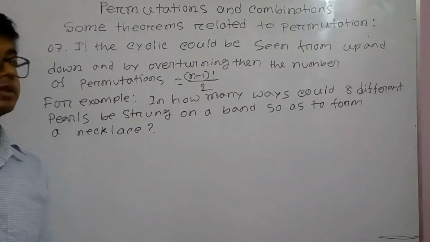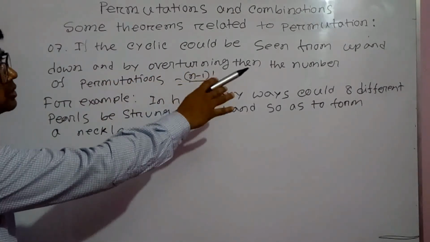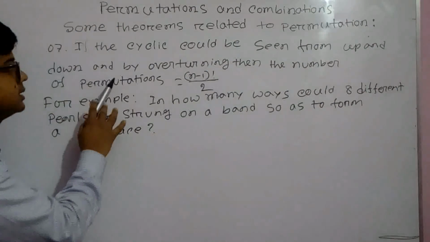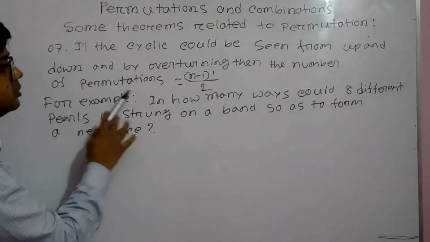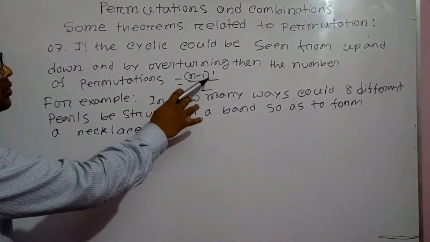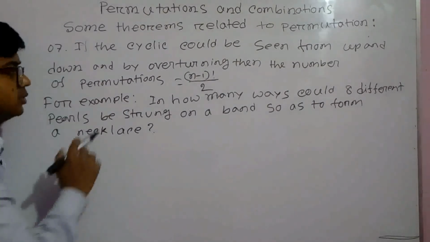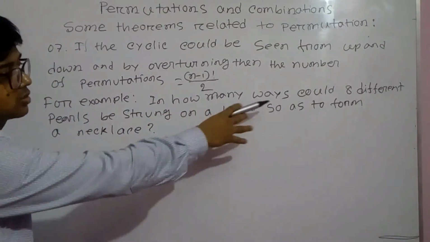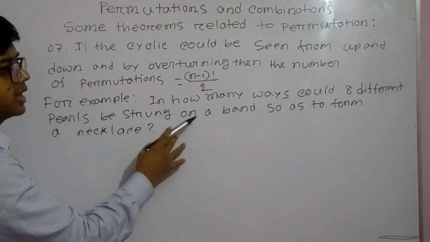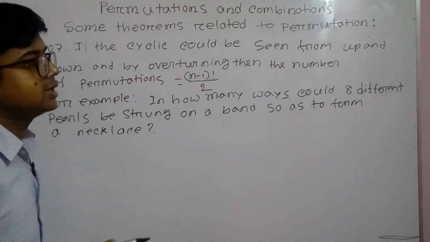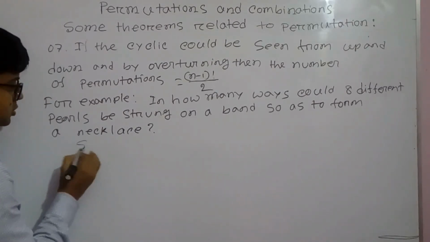Now formula number 7. If the cyclic arrangement could be seen from up and down, by overturning, then the number of permutations equals factorial n minus 1 divided by 2. For example, in how many ways could 8 different pearls be strung on a band so as to form a necklace?